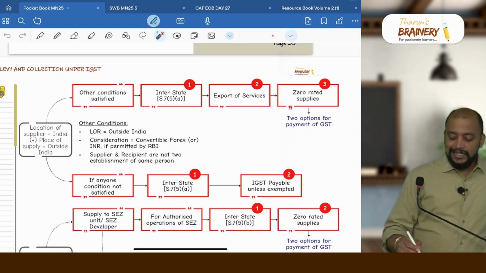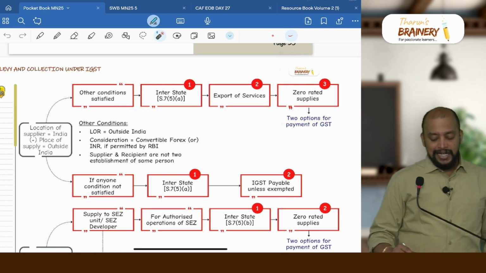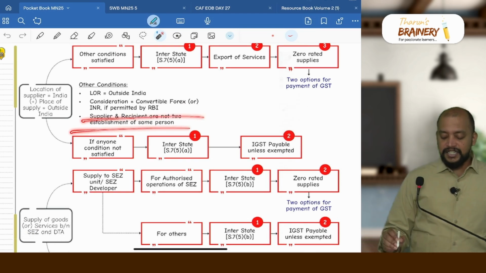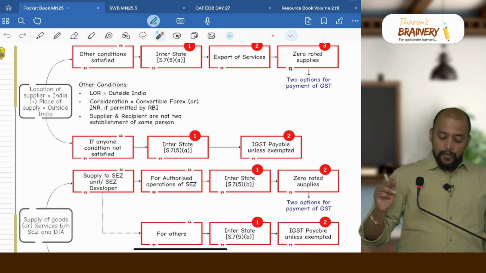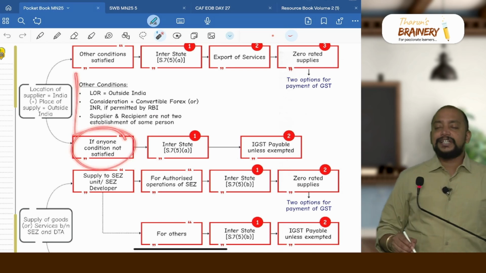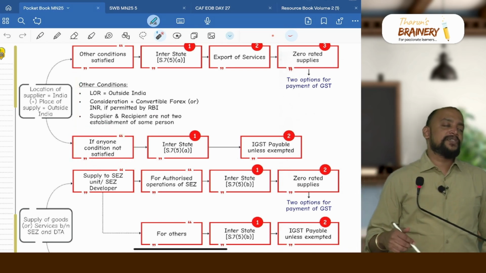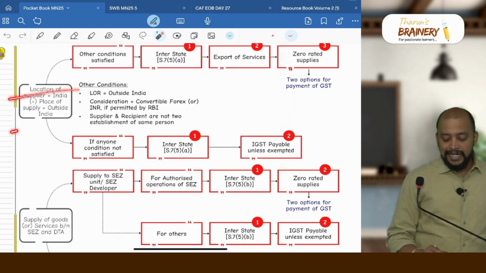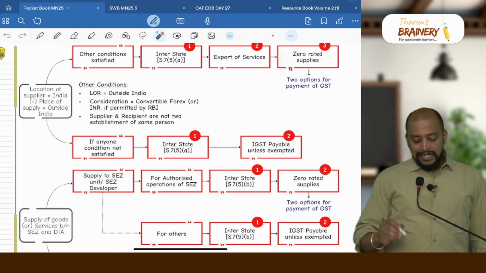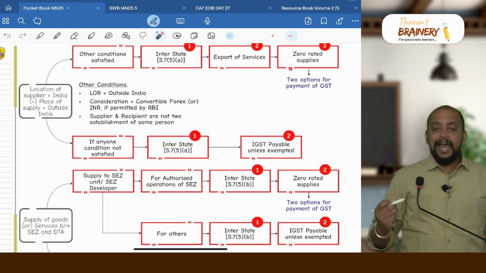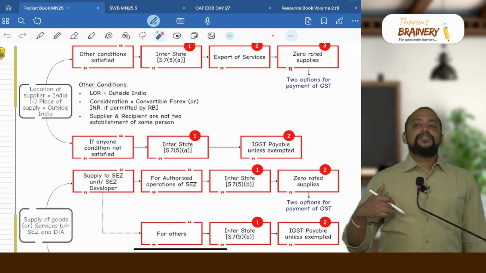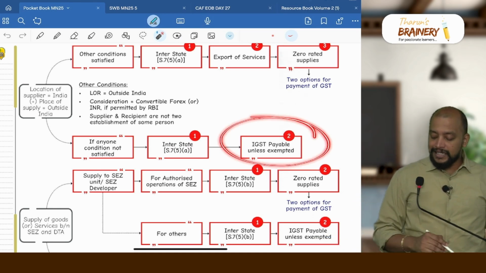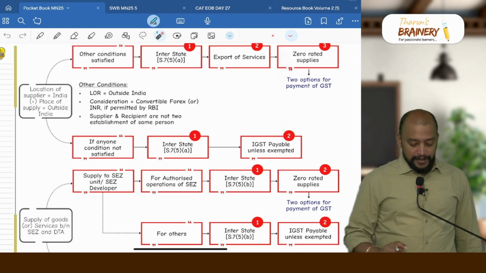What are those other conditions? Other three conditions: recipient outside India, consideration in convertible foreign exchange or Indian rupees wherever permitted by RBI, supplier and recipient are not establishments of the same person. What if any one condition out of these other conditions is not satisfied? Then what will happen? It is still deemed interstate. Why? Because the supplier is in India, place of supply outside India, still it is deemed interstate under 75A, and it will not become export and it will not become zero rated. So normally we need to pay IGST, unless it is exempted.